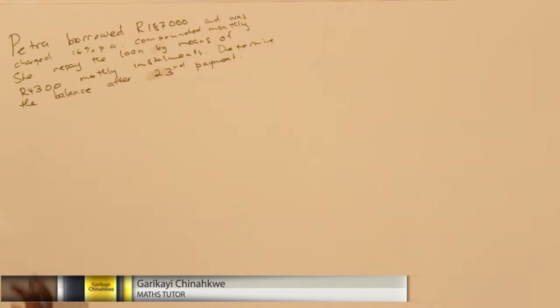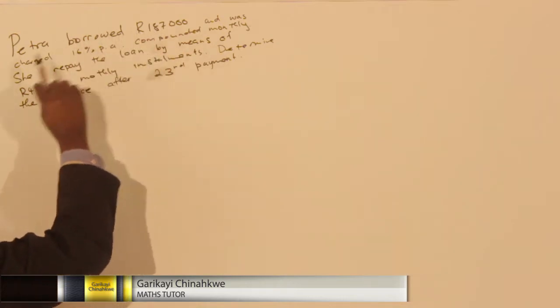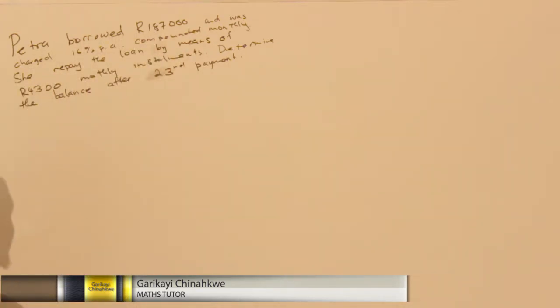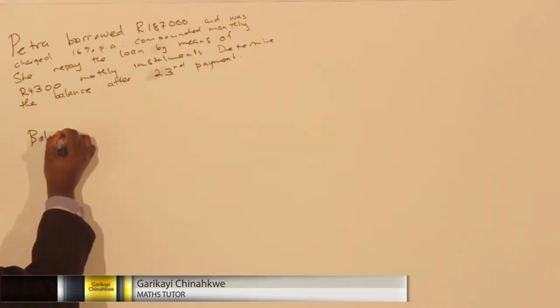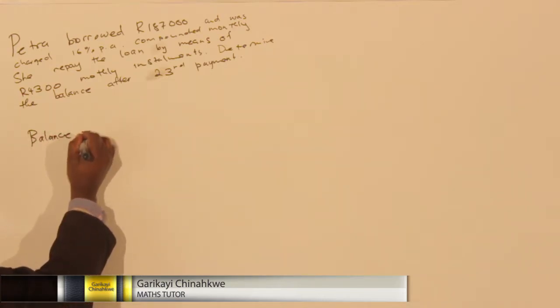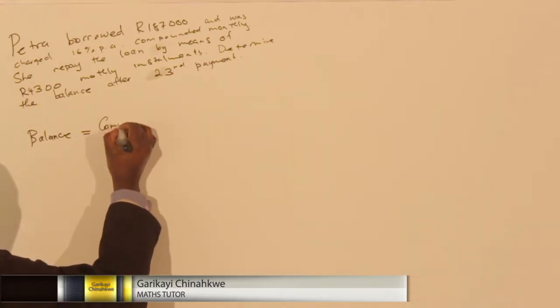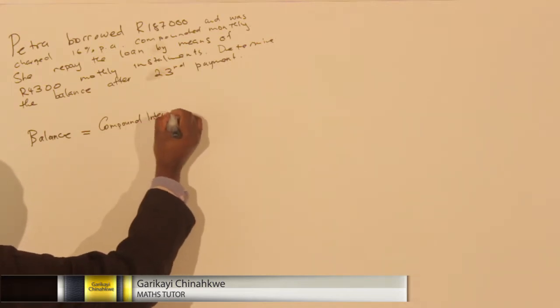All right, we can see that Petra borrowed this amount and then is charged this amount. Now they need the balance. But before we calculate the balance, I want you to recall the following formula for calculating balance. Balance is given by, first of all, I'm just going to say compound interest so that I know that you remember the compound interest formula.